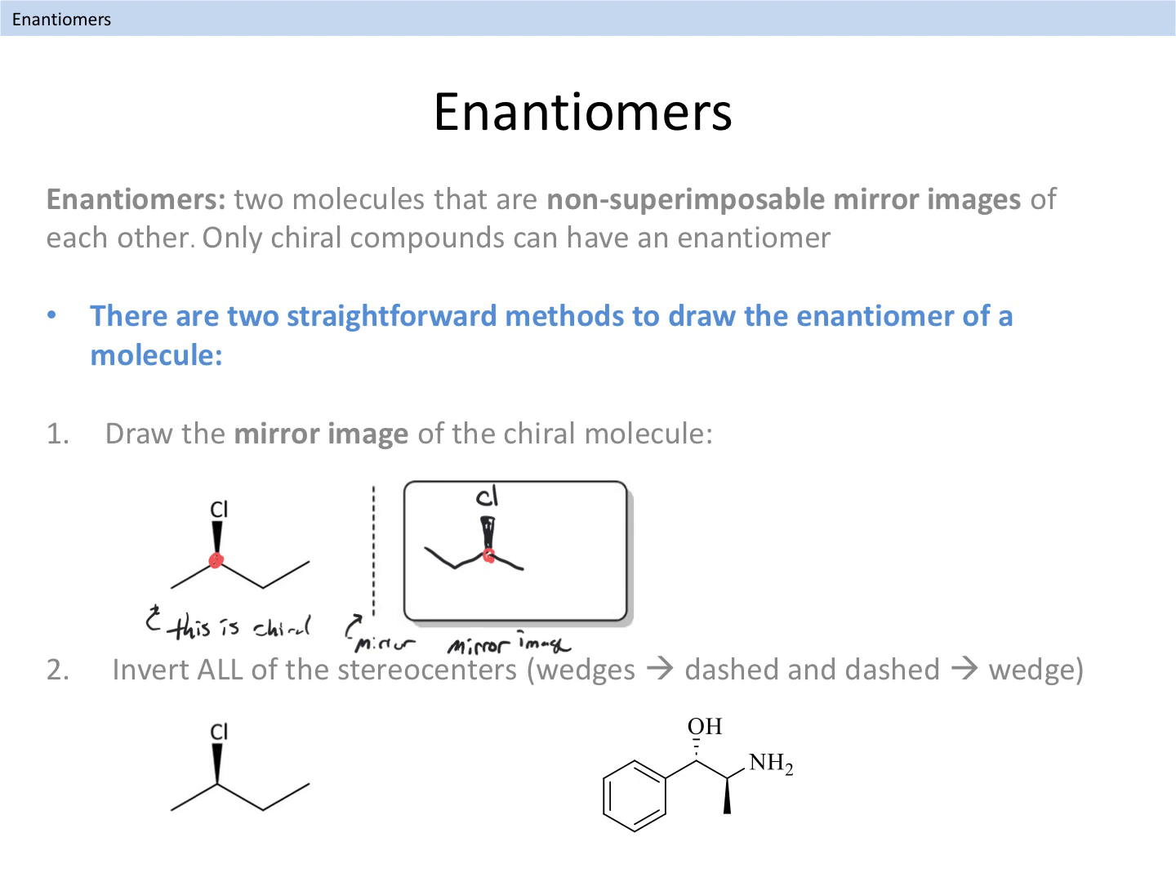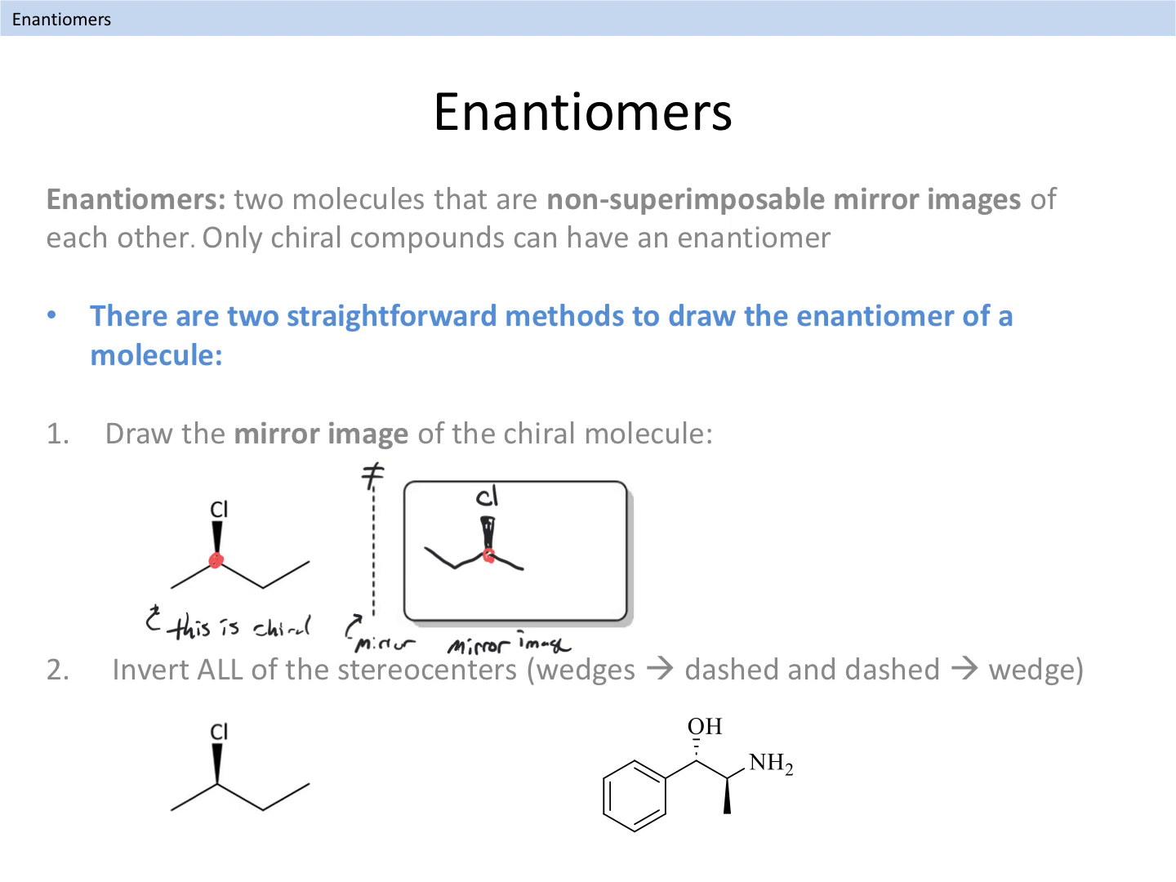Finally, verify that the resulting structure is a non-superimposable mirror image of the original molecule. Check that the spatial arrangement of the groups is correctly reflected. The original and the mirror image should be identical in terms of connectivity, but different in their spatial arrangement. So one way of drawing the structure of a molecule's enantiomer is by drawing its mirror image.